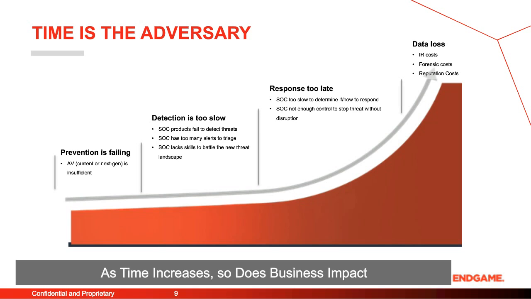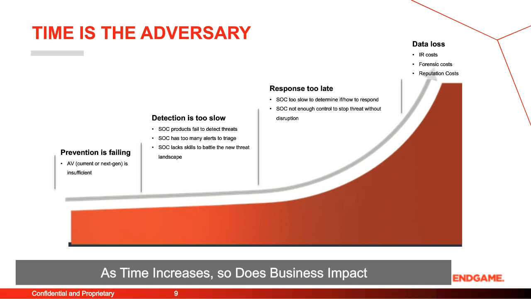So we'll go ahead and talk a little bit about those metrics in a cost view. One thing we found in talking with CISOs, security executives, SOC managers, et cetera, is that all of those metrics listed on the previous slide impact overall business impact. And what's interesting is that the business impact is almost exponentially proportional to those time to detect, time to contain, time to remediate metrics.